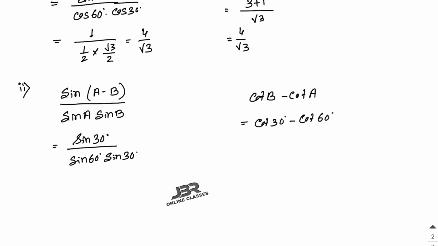So as here sin 30 cancel out. Here 1 by sin 60. Sin 60 means here root 3 by 2. You can write down 2 here. So 2 by root 3. Here cot 30.